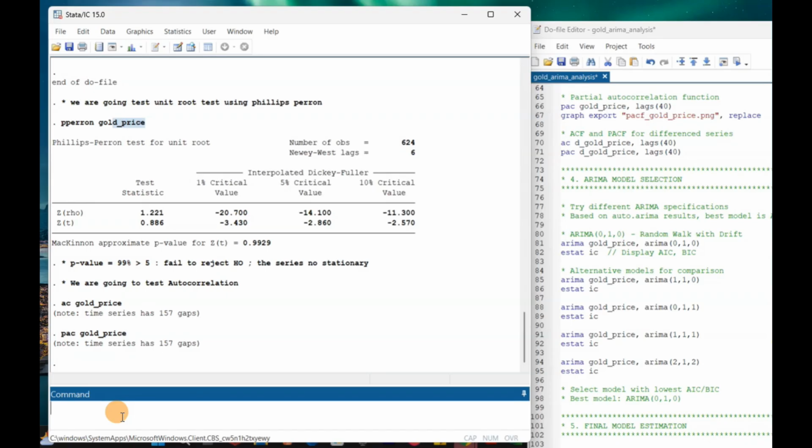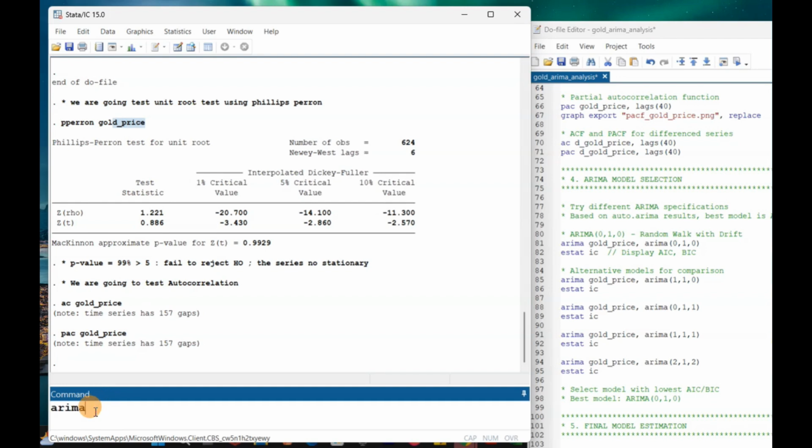So the 0, 0, let me just come back to the 0, 0. I'm telling Stata that I'm running the ARIMA. ARIMA stands for autoregressive integrated moving average. So it means I have three points. For the autoregressive we are having 0, for the integrated also 0, and for the moving average also 0.